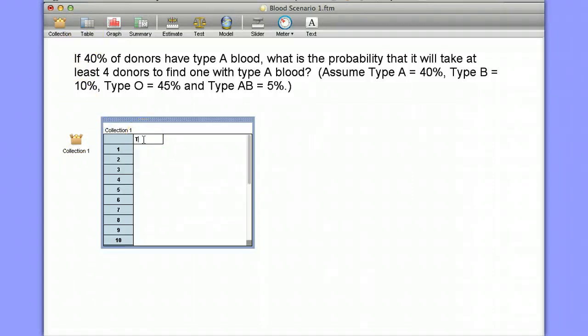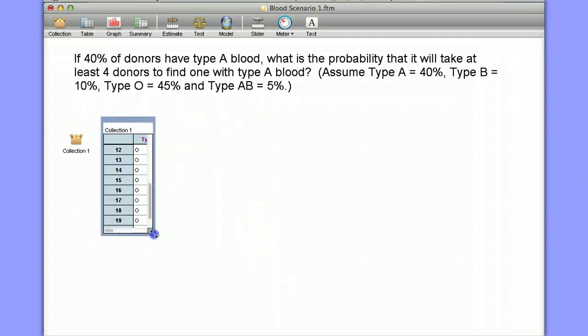So let's add a variable here called type. So I have 8 type A's and 2 type B's and then 9 type O's and 1 person that's type AB. So we have 20 values in our collection.